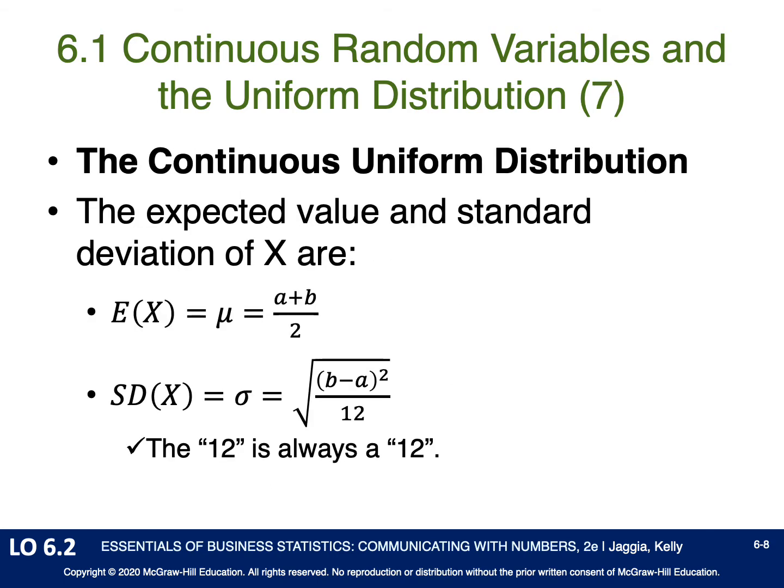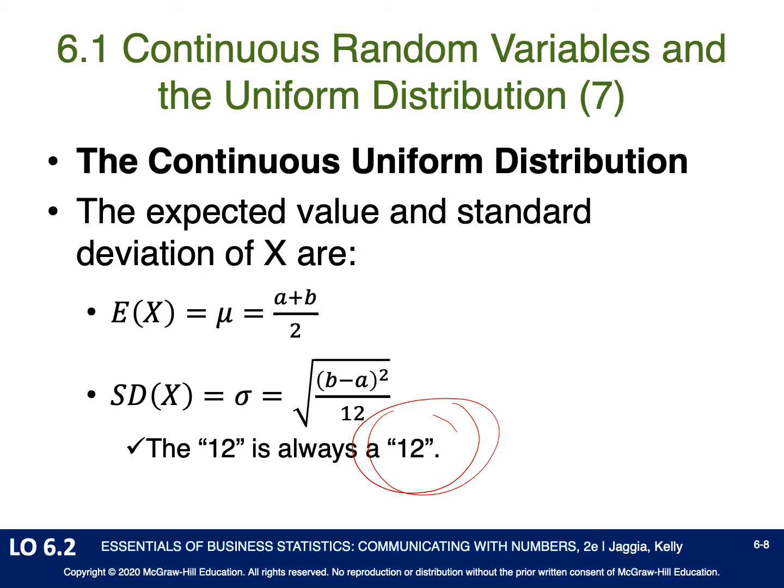Now, before we get there, let's talk about our values that we need to know. So the expected value, or the mean, is a plus b, so the lower limit plus the upper limit, divided by 2. And then the standard deviation is the square root of b minus a, upper limit minus lower limit, squared, divided by 12. Now, one thing to notice, it is always a 12. Always a 12. I'll be honest, I don't know why it's always a 12, but it's always a 12.